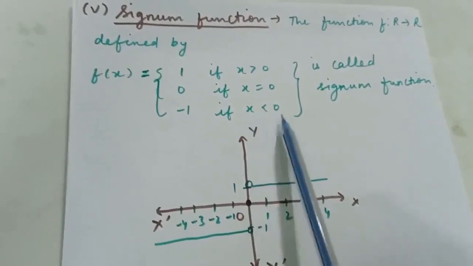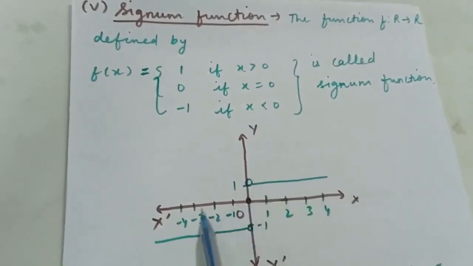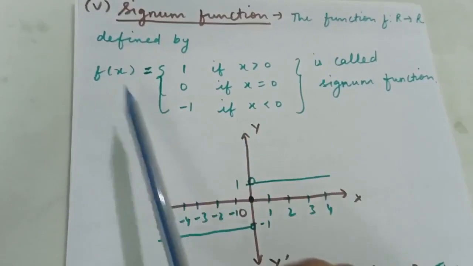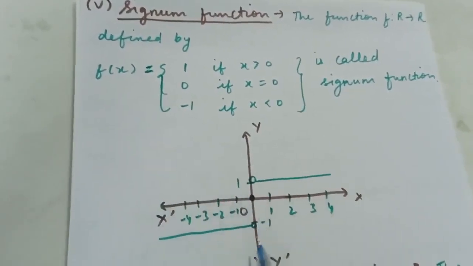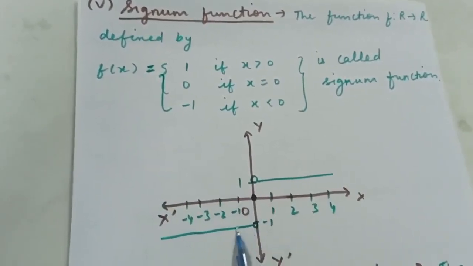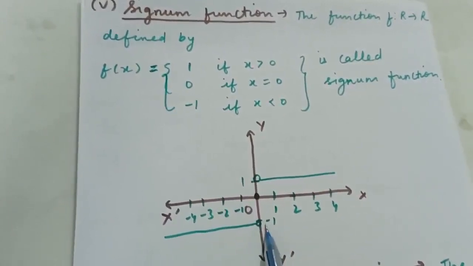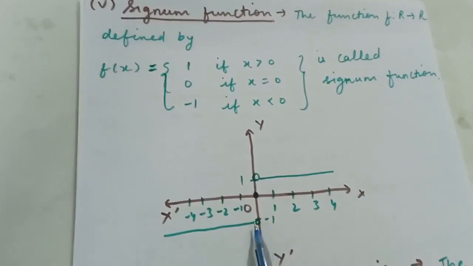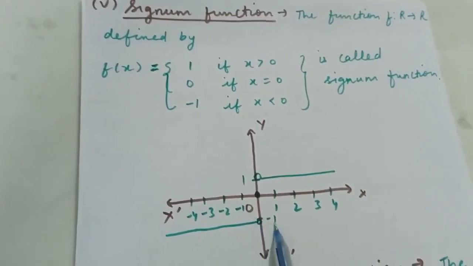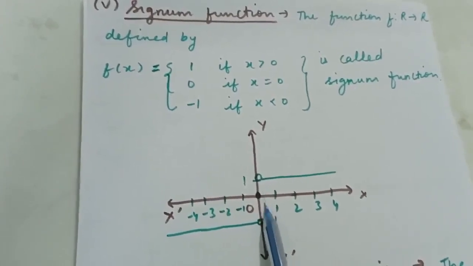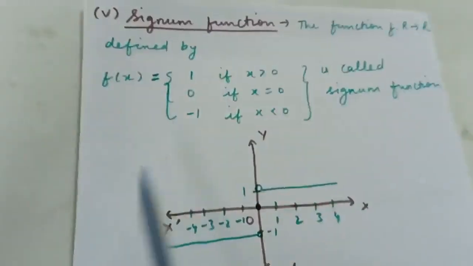Similarly, x less than 0 will be the values on the left hand side. The value of f(x) is minus 1. So the value of f(x) for all the negative values is minus 1. At 0 you will show an empty circle to show that for 0 the value is not minus 1. For 0 the value is 0. So this is our signum function.